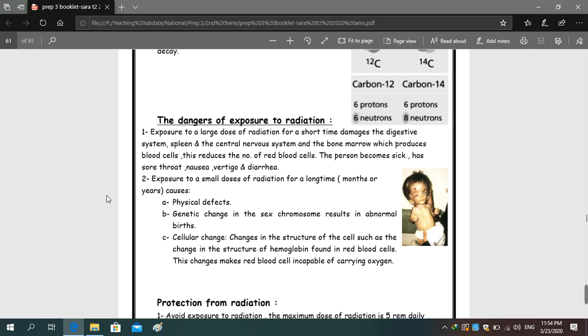The second type, exposure to small doses of radiation for a long time, months or years, causes physical defects, genetic change in the sex chromosomes, resulting in abnormal birth, abnormality in the children, like this. Also cellular changes in the structure of the cell, such as the change in the structure of hemoglobin found in red blood cells. This change makes red blood cells incapable of carrying oxygen, and leads to severe anemia.